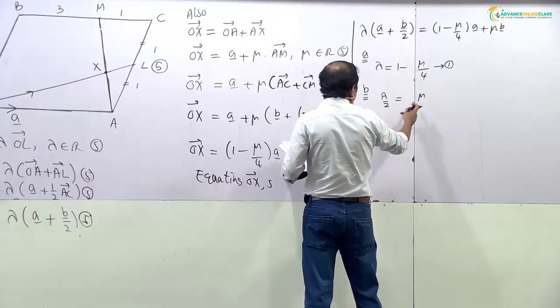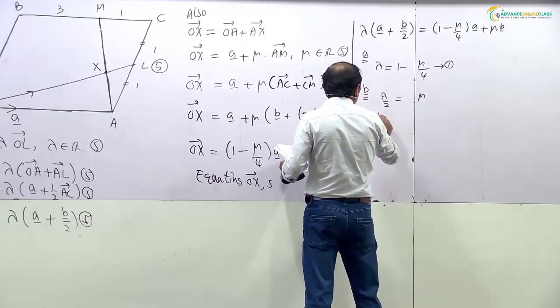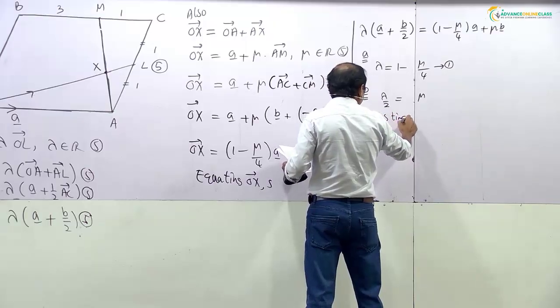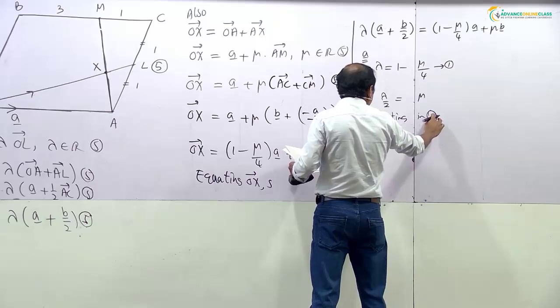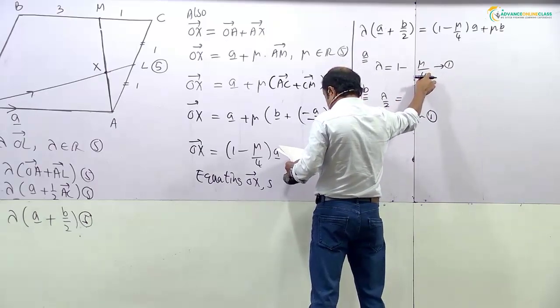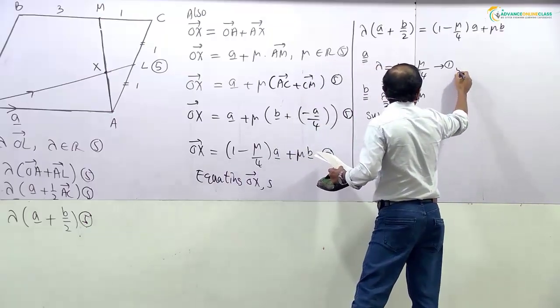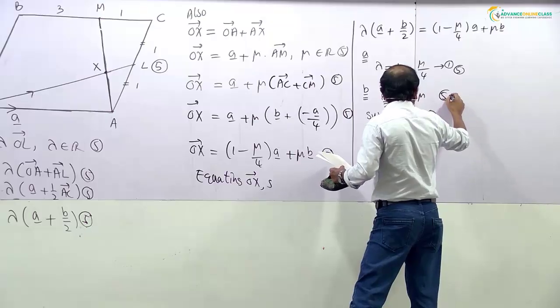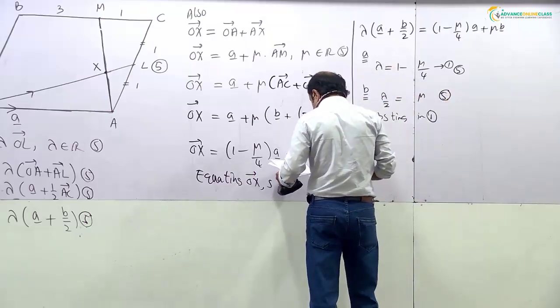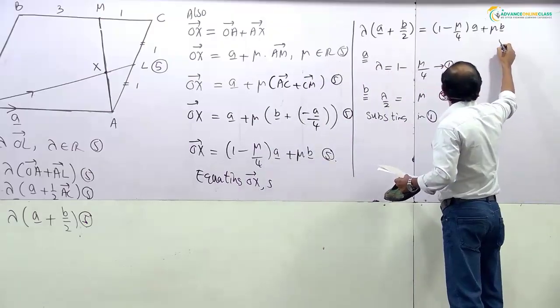Now, this mu equals lambda by 2, we put in number 1. Substitute in 1. This mu is lambda by 2, no? That we put here. For the first equation, we get 5 marks. For the second equation also, we get 5 marks. Once we substitute like this, here also 5 marks are given.